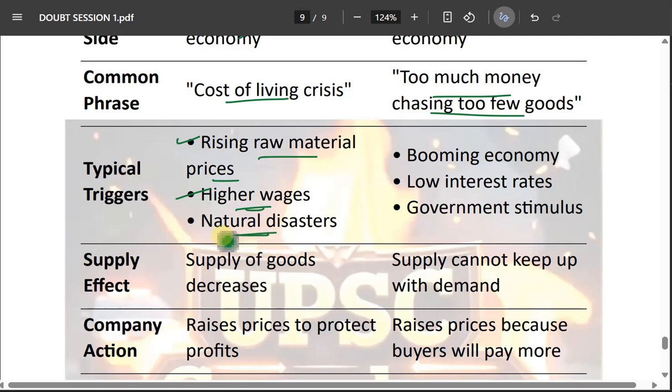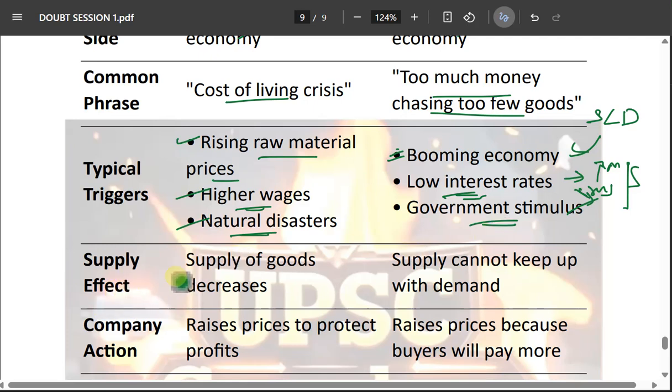I mean, a natural disaster has happened, so there is an increase in the factor cost. But why demand pull by the customers? There is a booming economy, more money chasing too few goods, supply is less than demand, a booming economy, low interest rates, which means an increase in money supply in the economy, government stimulus. Yes, money supply increases because of low interest rates, so demand is pulled by the consumer, of course.